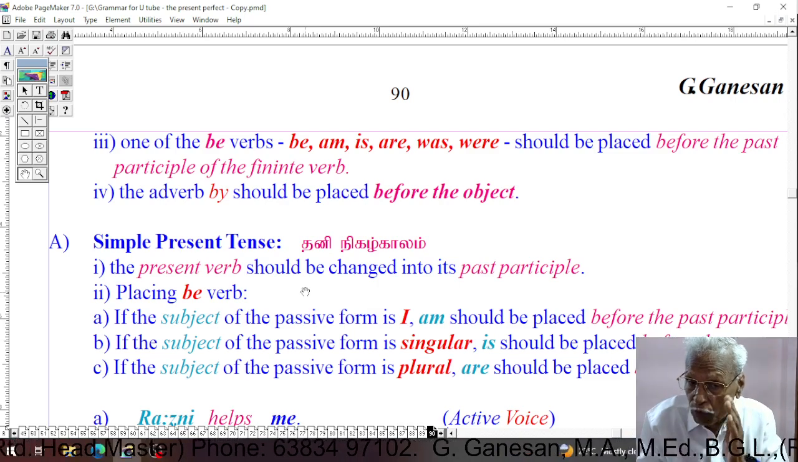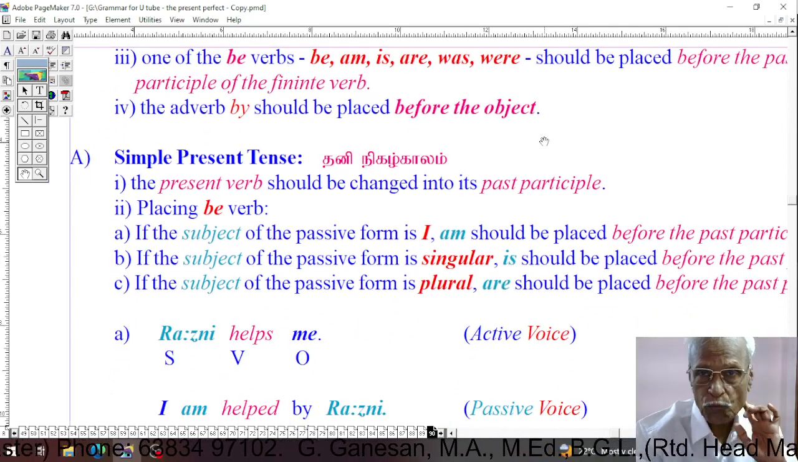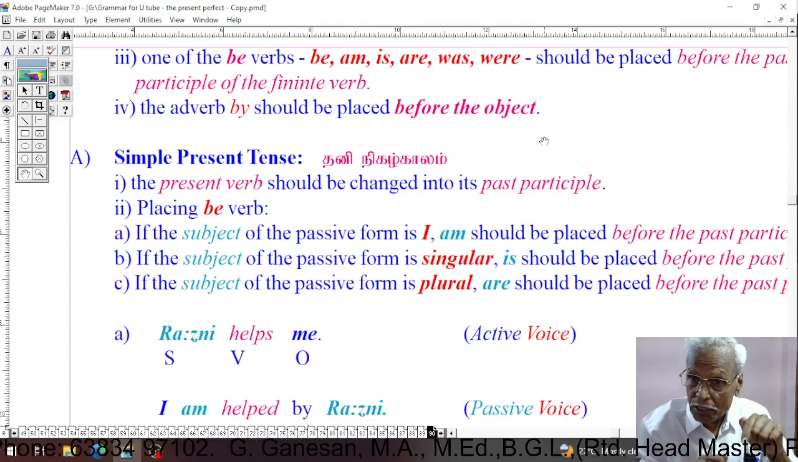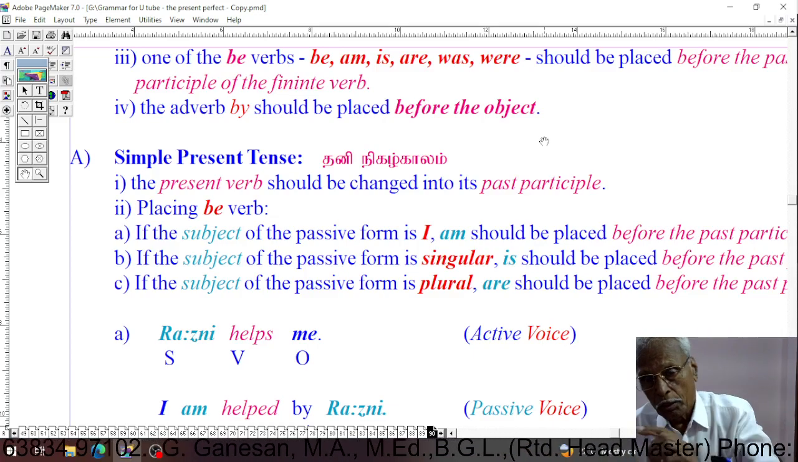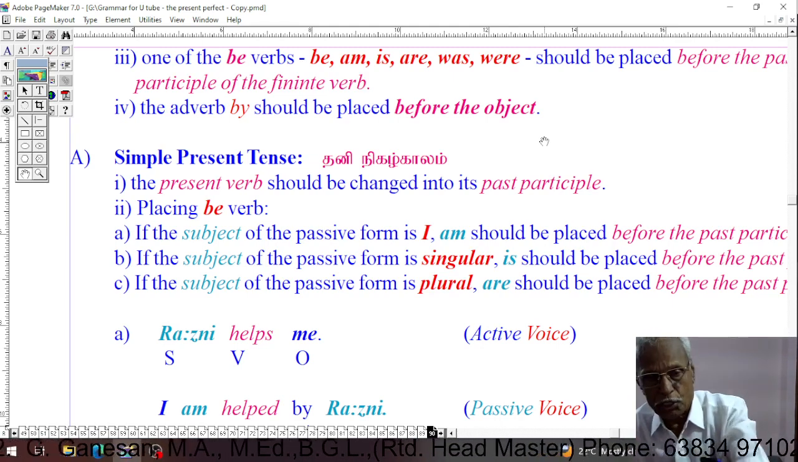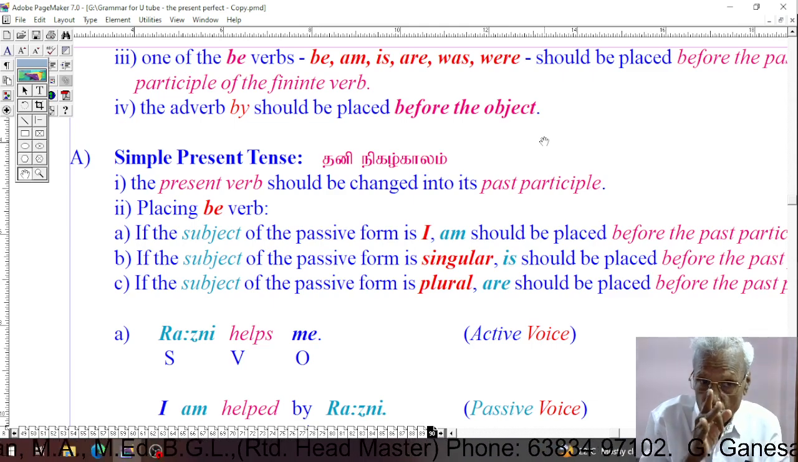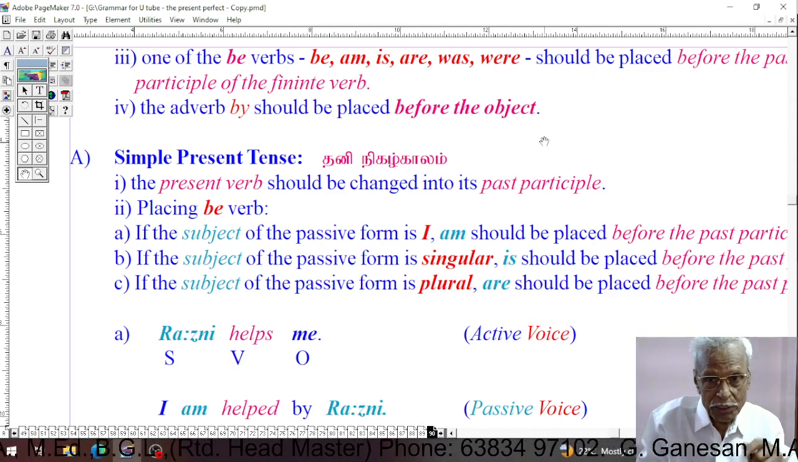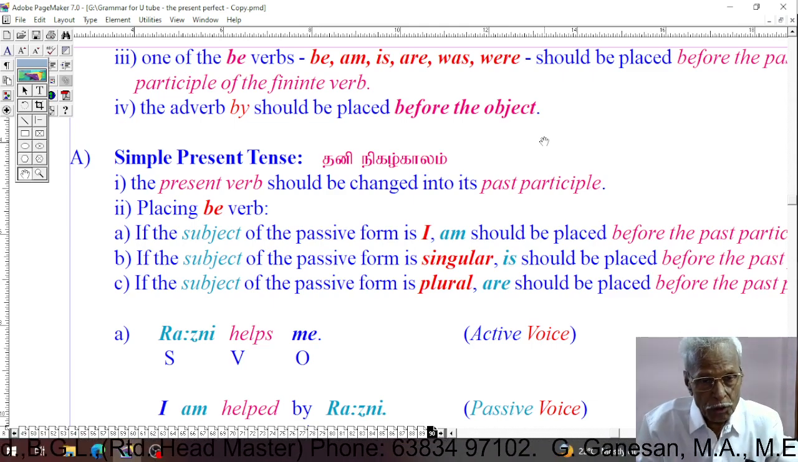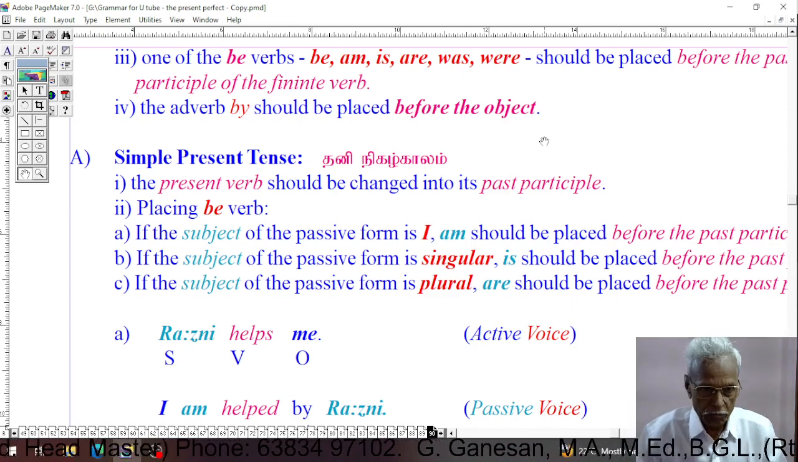Now, one by one we are going to see the rules. First, the rules to be followed when converting simple present tense from active to passive voice.